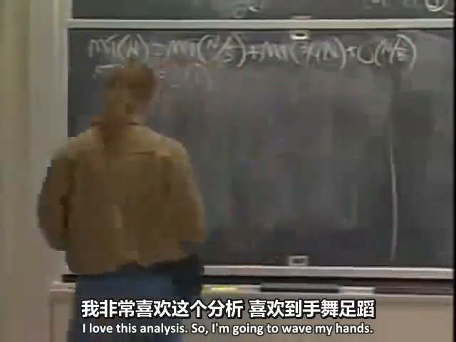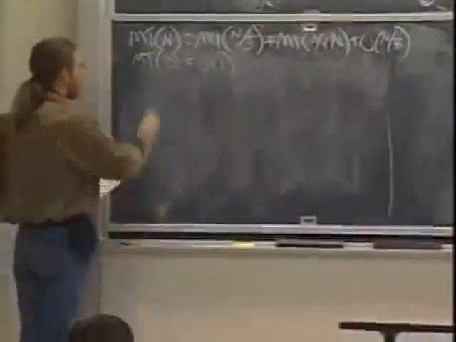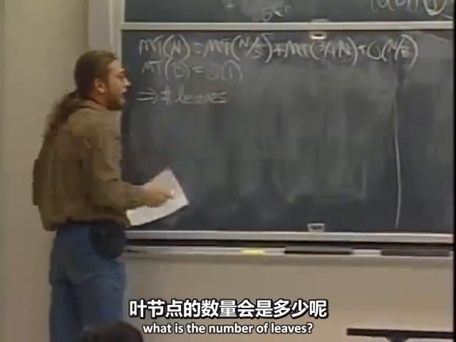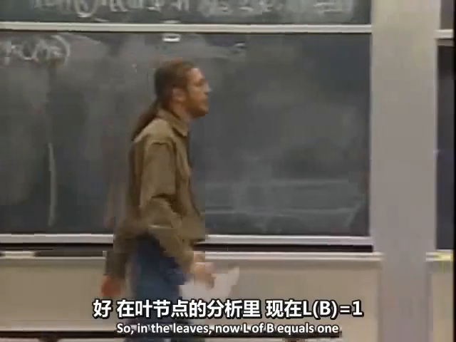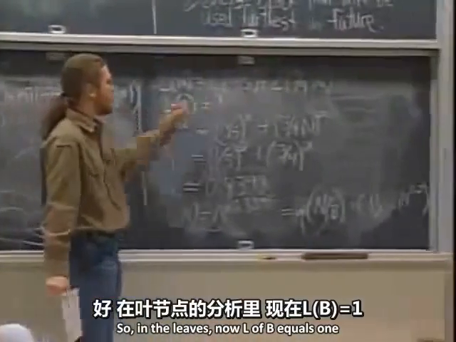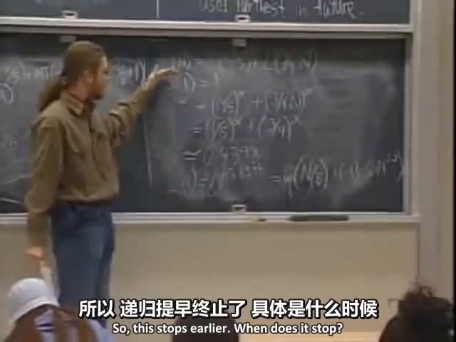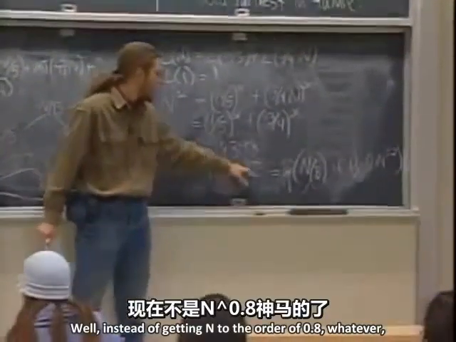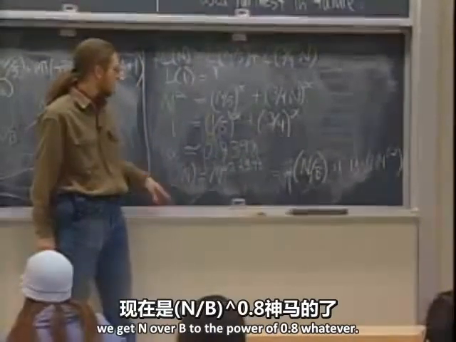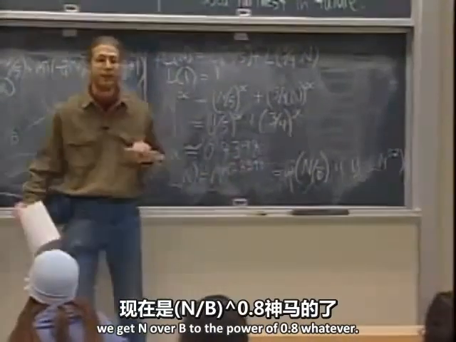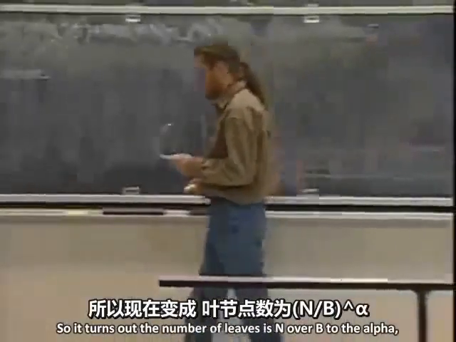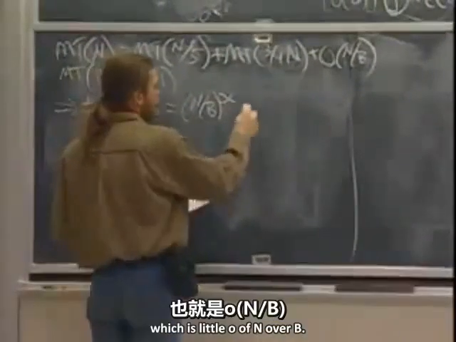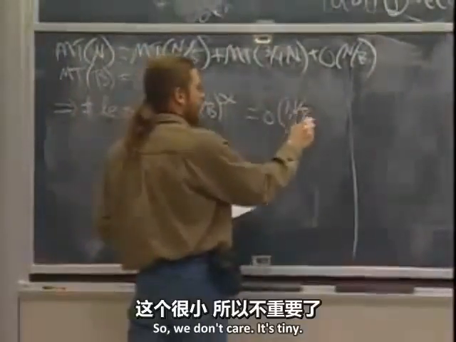I'm going to wave my hands. But in particular, what this gives us, if we do the previous analysis, what is the number of leaves? In the leaves, now L of b equals 1 instead of L of 1 equals 1. So this stops earlier. When does it stop? Well, instead of getting n to the order 0.8 whatever, we get n over b to the power 0.8 whatever. So it turns out the number of leaves is n over b to the alpha, which is little o of n over b. So we don't care.